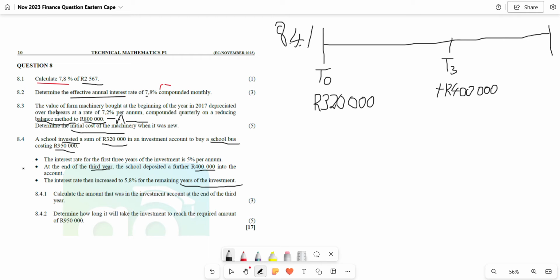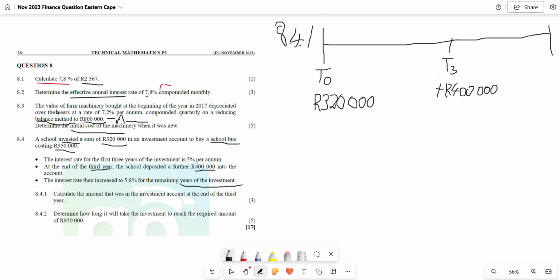Remember, you can't indicate 950,000 for now. On a timeline, we indicate the amounts that are in an investment. This 950,000, we did not invest it. The money that was invested is this amount, and there was a further deposit on the same investment. This one is the cost of the school bus. Therefore, you don't have to indicate it here for now.